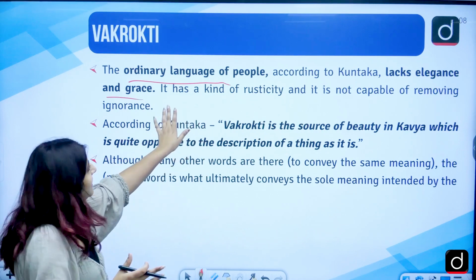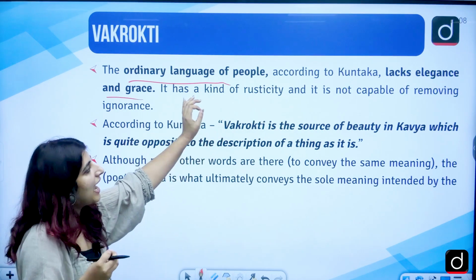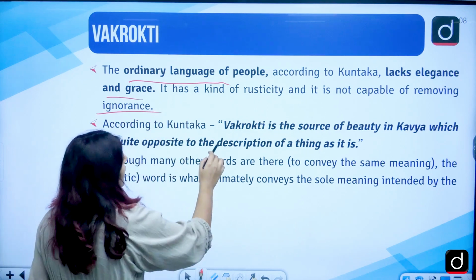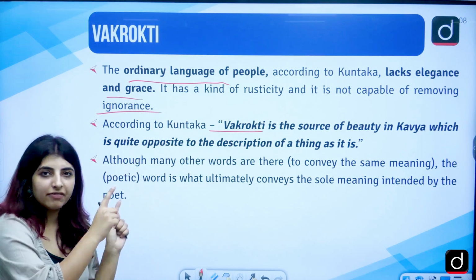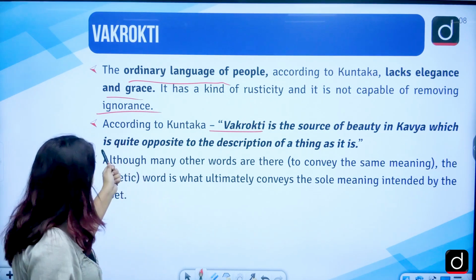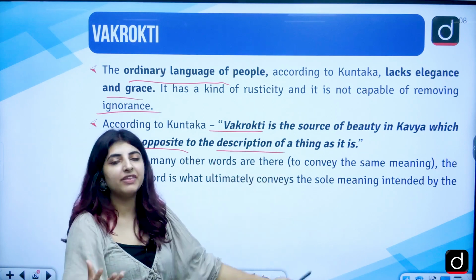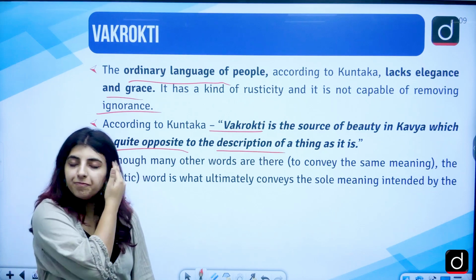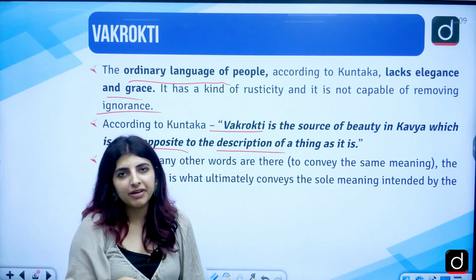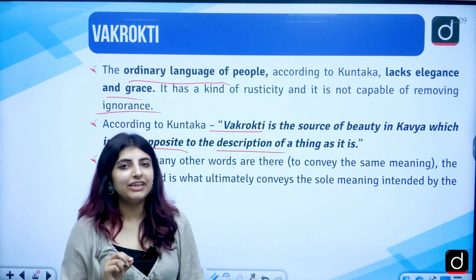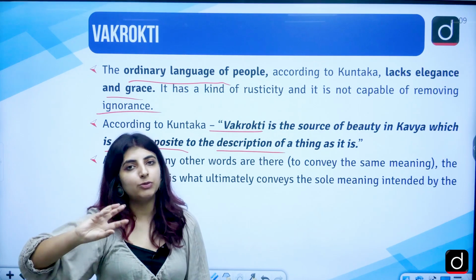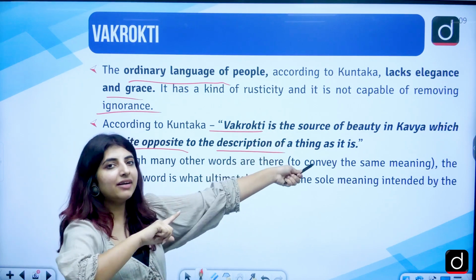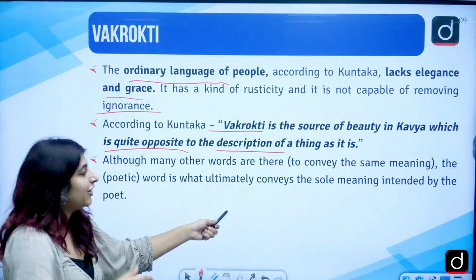It lacks elegance and grace, has a kind of rusticity and is not capable of removing ignorance. So he says poetry should be there. Vakrokti is the source of beauty in Kavya. Vakrokti Kavya Jivitam, which is quite opposite to the description of a thing as it is. Again, the Dhwani theory that we did in the previous lecture was talking about the suggestive meaning. Vakrokti is somewhere or the other related to it only. That is why I told you that these theories will be related to one another. Not the description of a thing as it is, but it will be providing some kind of meaning.